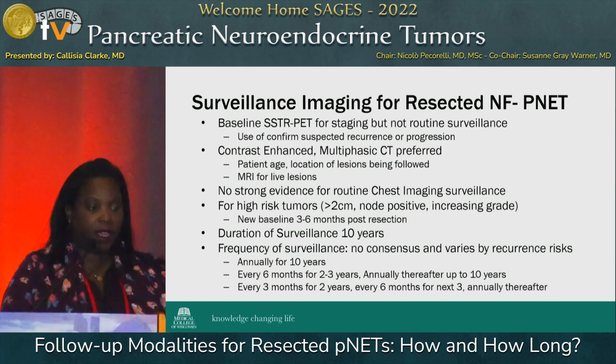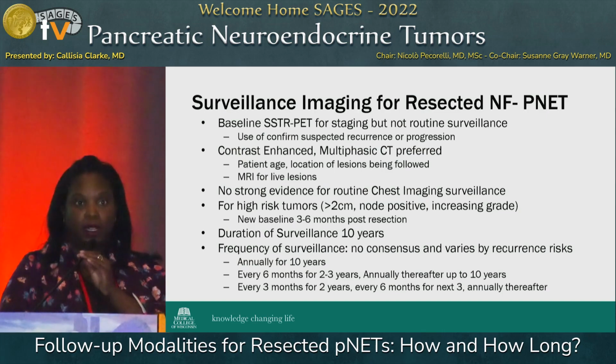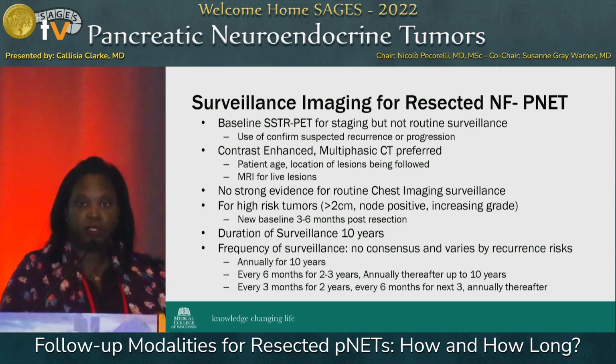For patients that have either node positive disease or grade 2 disease, I typically do cross-sectional imaging every 6 months for the first 2 or 3 years, and then annually after that for 10 years. And then for metastatic patients that undergo curative resection, we know that their risk of recurrence is much higher than the other cohort. Those patients I do follow a little bit more closely, usually every 3 months with cross-sectional imaging for 2 years, and then every 6 months for the next 3 years, and then annually after that.